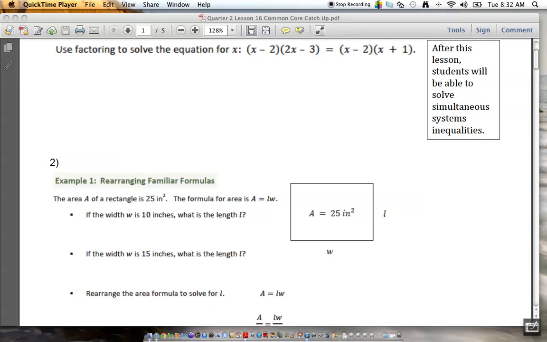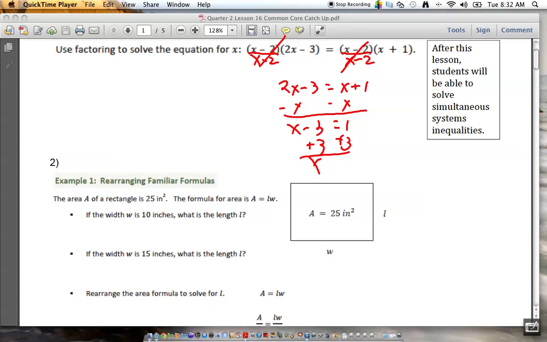I'm going to divide by x minus 2. Die-die. Okay? By killing those, I'm just dividing both sides by the same exact thing. So, dividing by x minus 2 eliminates that term, and then I'm down to 2x minus 3 is equal to x plus 1 minus the x. God bless. x minus 3 is 1. Add 3. x is 4.